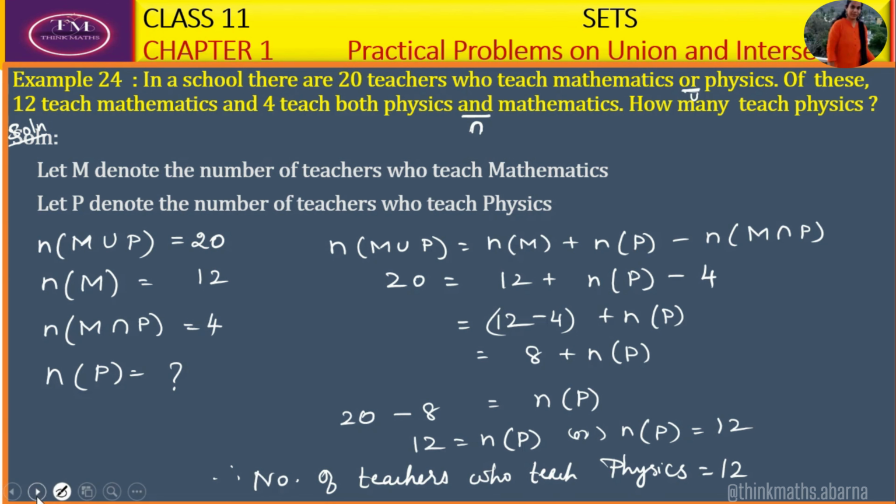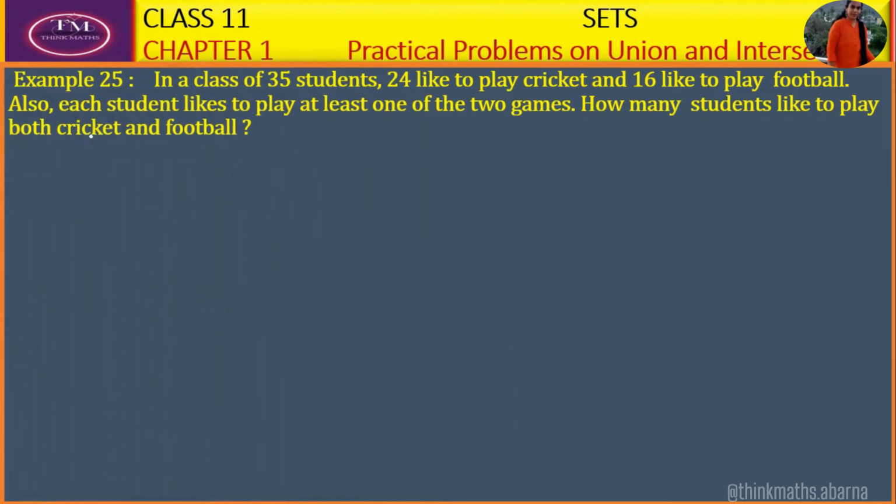Okay. So moving on to the next example, example 25. In a class of 35 students, 24 like to play cricket and 16 like to play football. Also, each student likes to play at least one of the two games. How many students like to play both cricket and football?